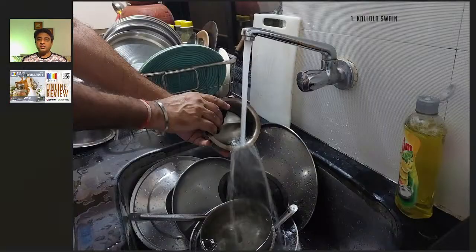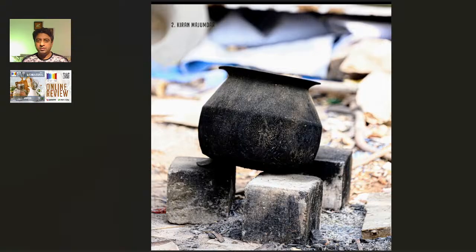The first one, Kallola Swine. Utensils, yes, the hands coming in, that's the engaging part, so yes, fine. Number one, Kallola Swine. Kiran Majumdar, people may say it is a tilt, but please understand, look at the subject, it's very well taken. There are a bit of burnout highlights, but again, I love the texture. I love the way even the ashes have been taken.